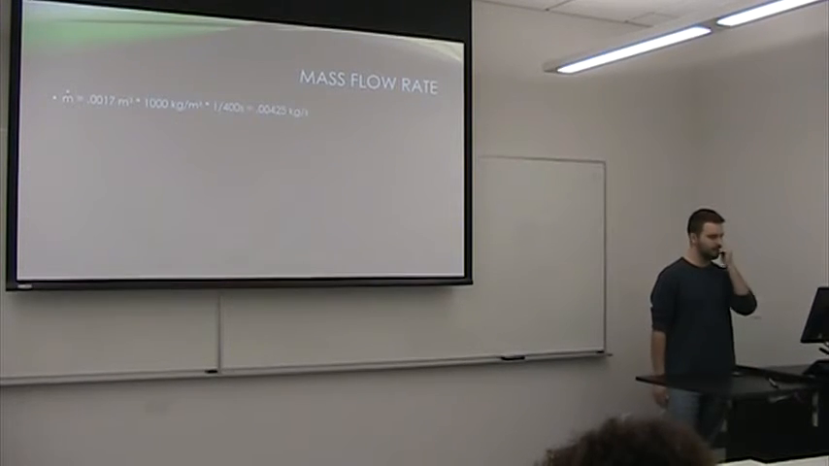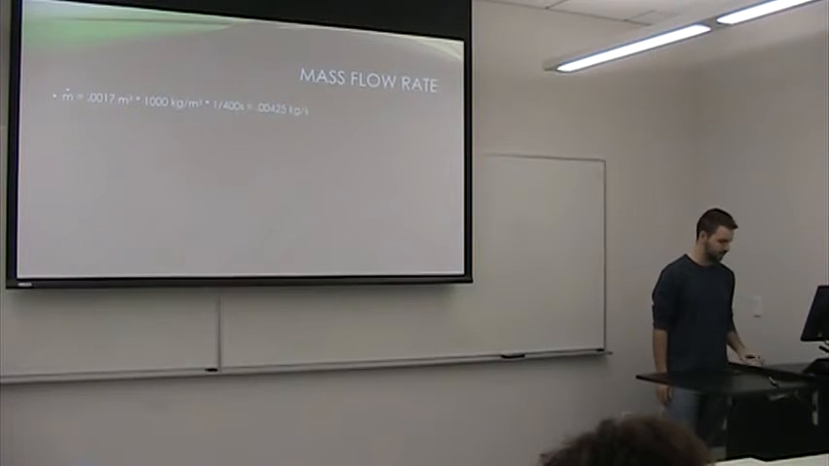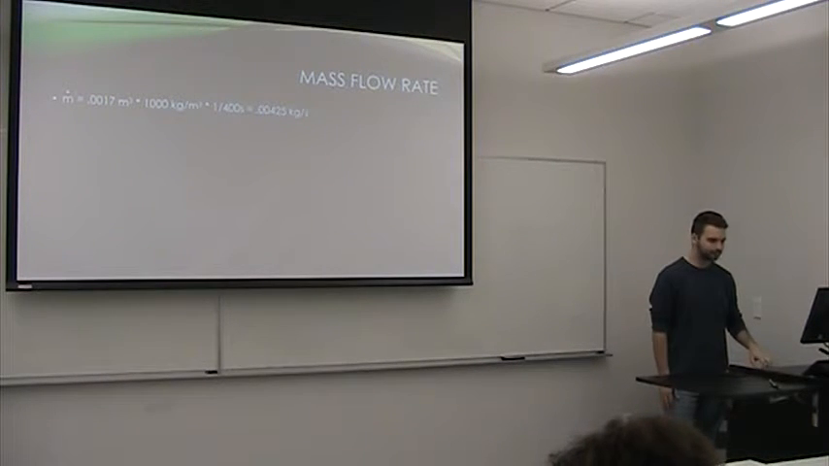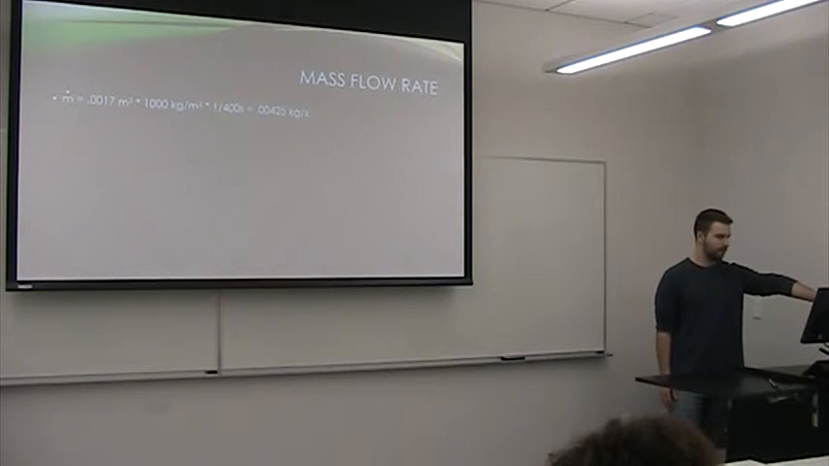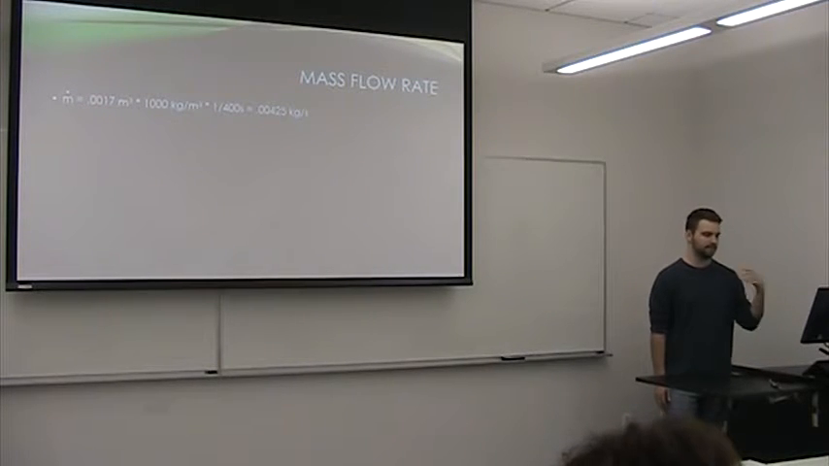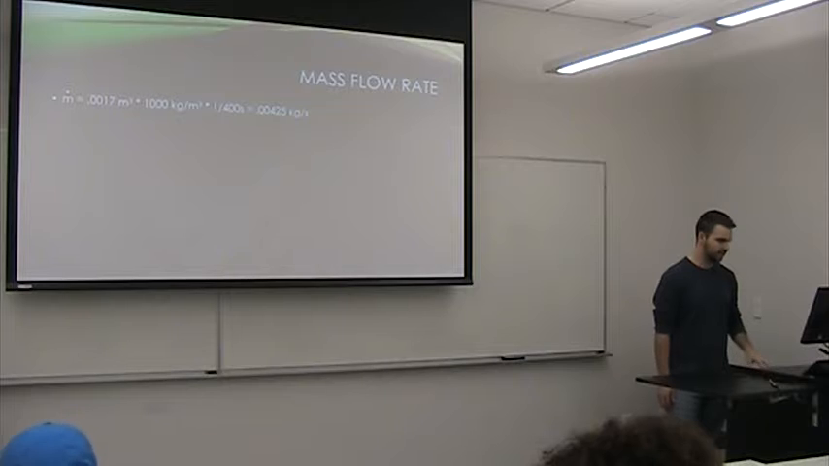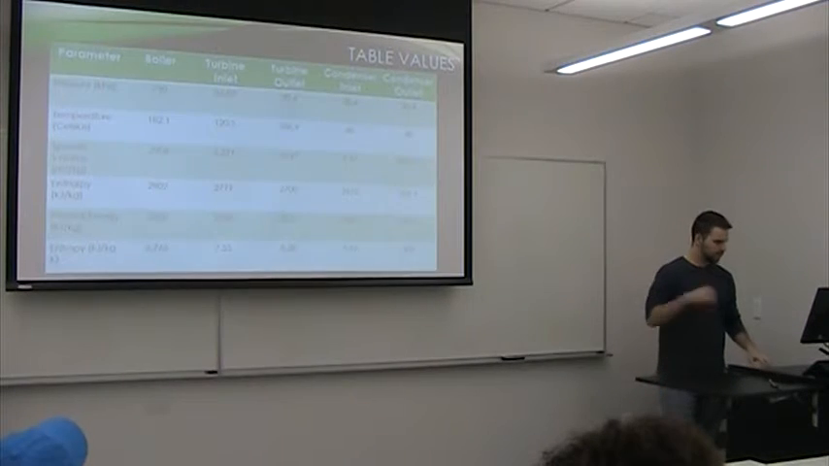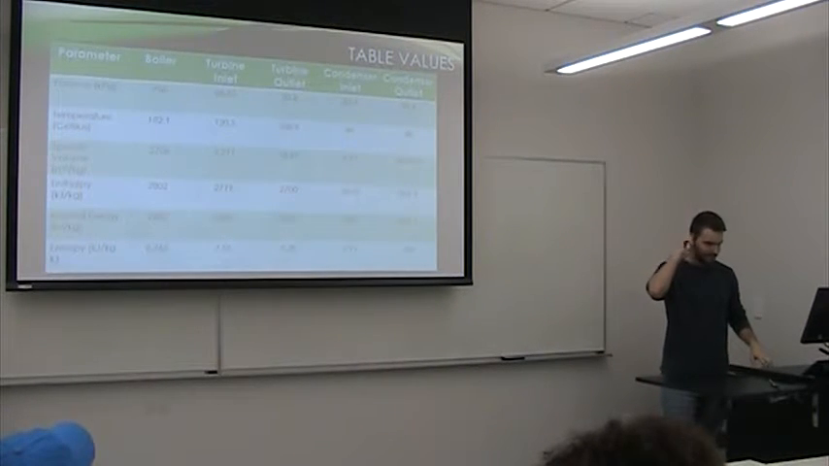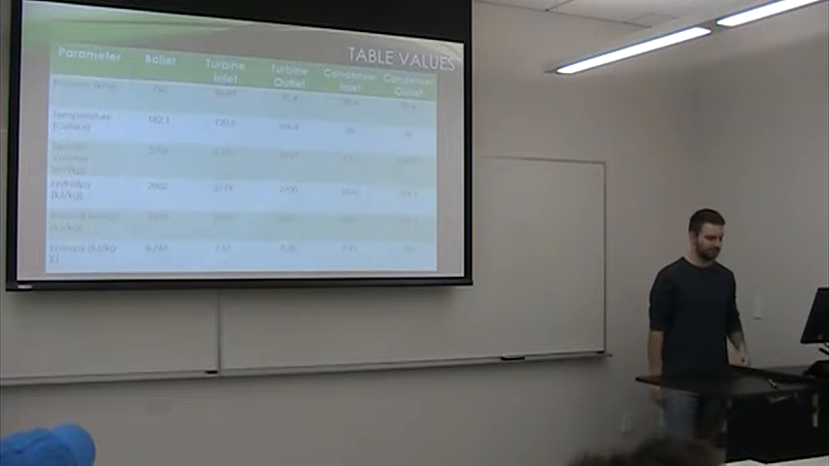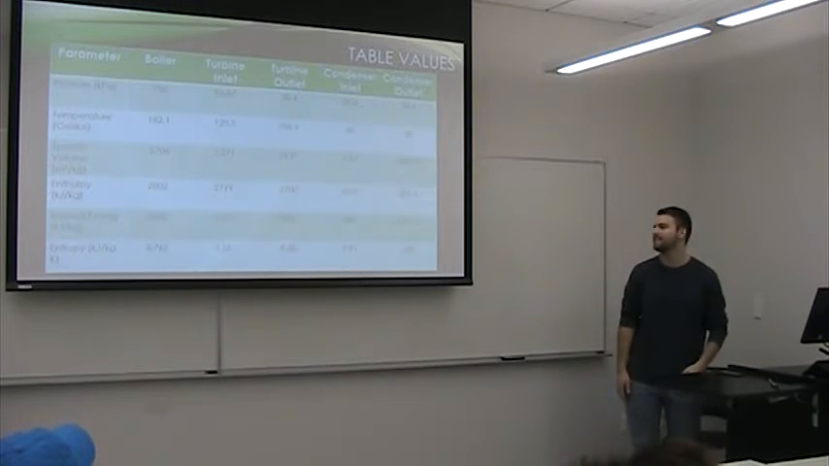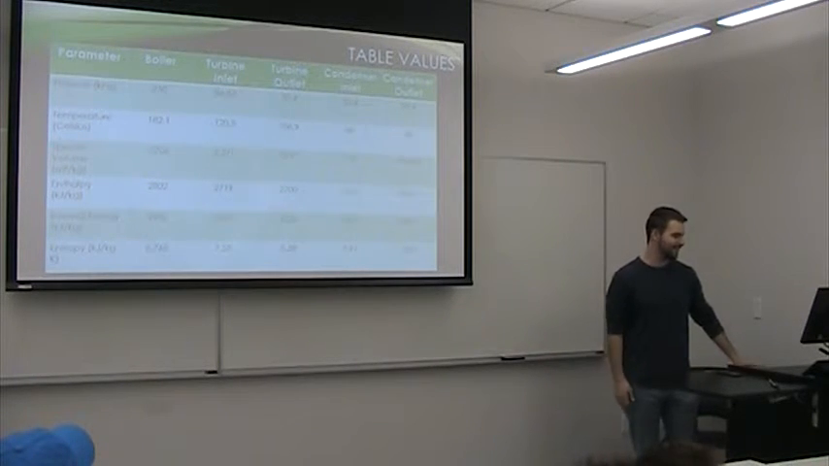Here's the mass flow rate that we used in pretty much all the other calculations. It's the condensed amount times the density divided by the time to give us the right units. Here's the table of values for everything. Just interpolation city is basically what that is. It took forever for all that.